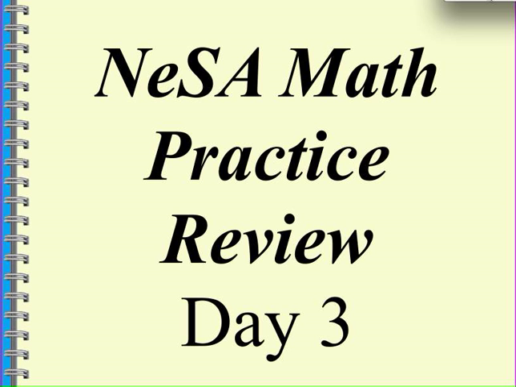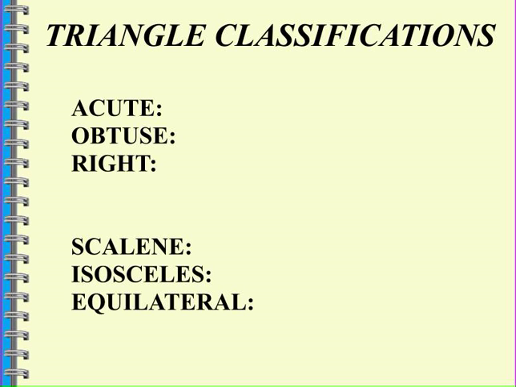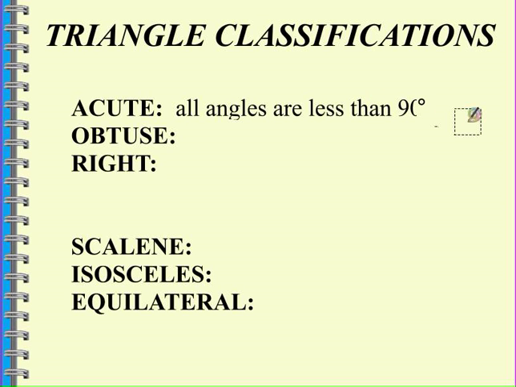Okay, so we're in day 3 of our NeSA review, and first of all, we're going to review some triangle classifications, which is something that you should remember from geometry. Okay, and so first of all, if I was to tell you that you have an acute triangle, what can you tell me about an acute triangle? Less than 90. What is less than 90? Angle. Okay, all angles are less than 90 degrees.